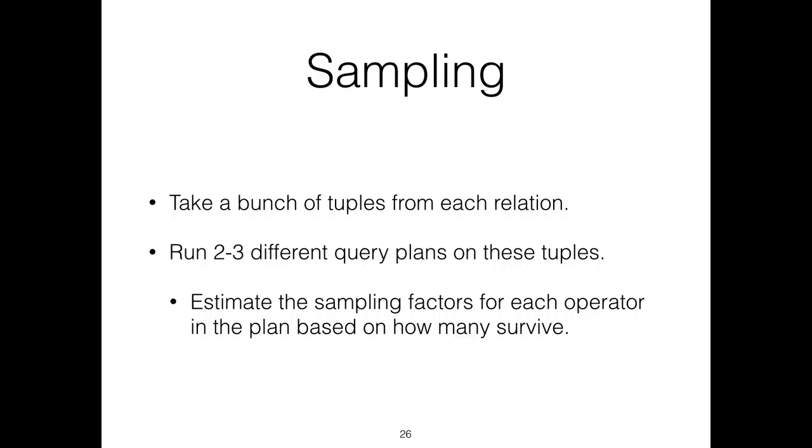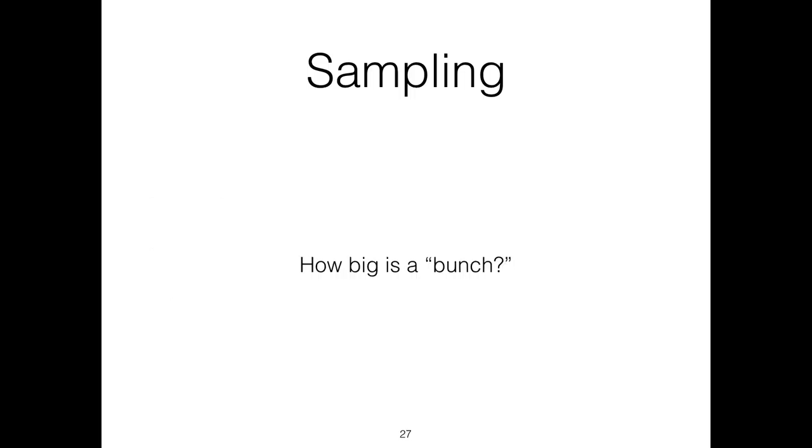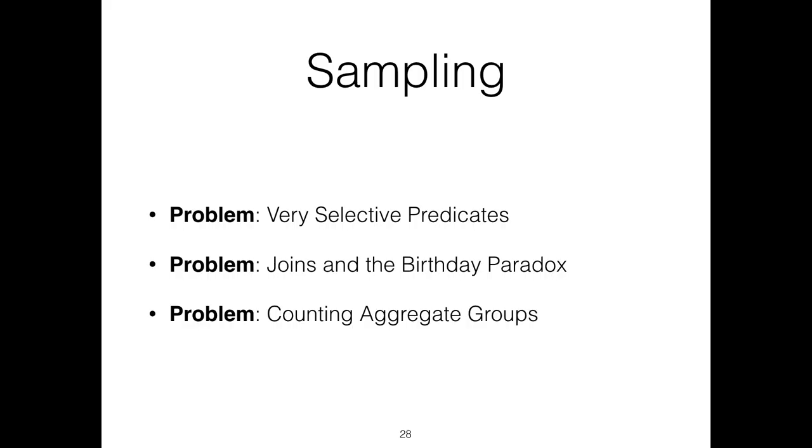Now, the obvious question is, how many tuples do you need to actually pick out in order to run a realistic sample? And here you run into a couple of additional problems, the kind of considerations that you need to take into account when selecting the sample size is how selective your predicates are in the first place. So if I filter out 99% of my tuples in the first set and I only pick 10 tuples, I have a 1 in 10 chance of actually getting any tuples through at all.